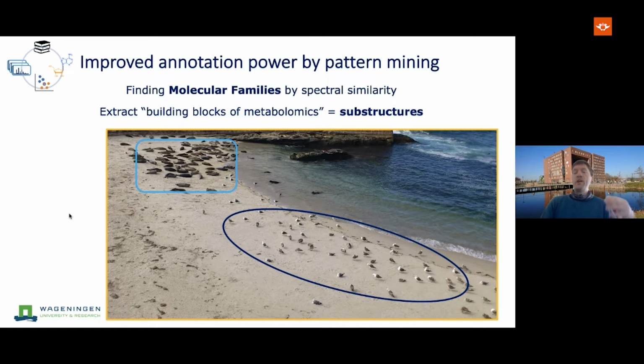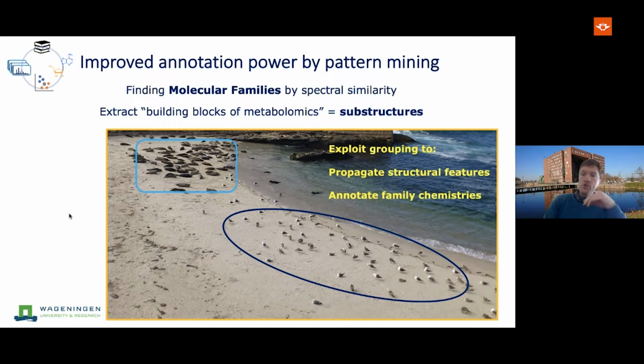The problem is that we are good at animal grouping, we're not so good at spectral grouping with our eyes. So there we need this computational support, right, from the computational metabolomics tools. And we can then use this grouping to propagate structural features and to annotate families as a whole.